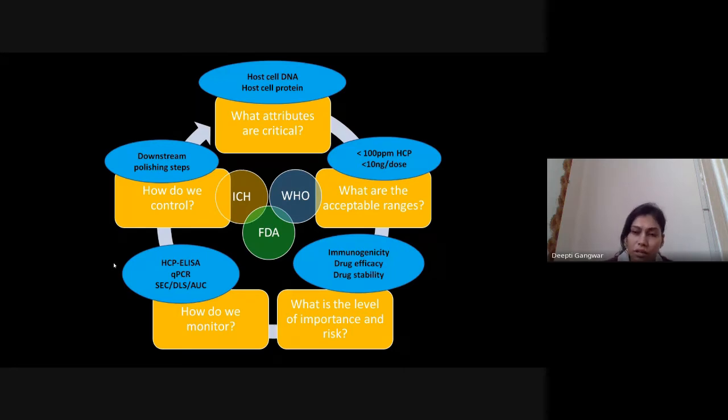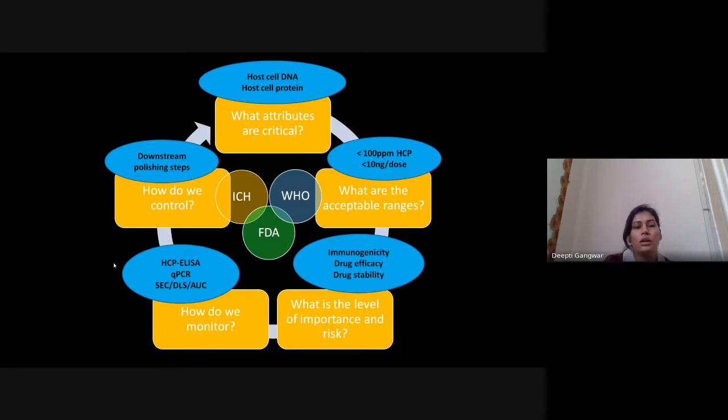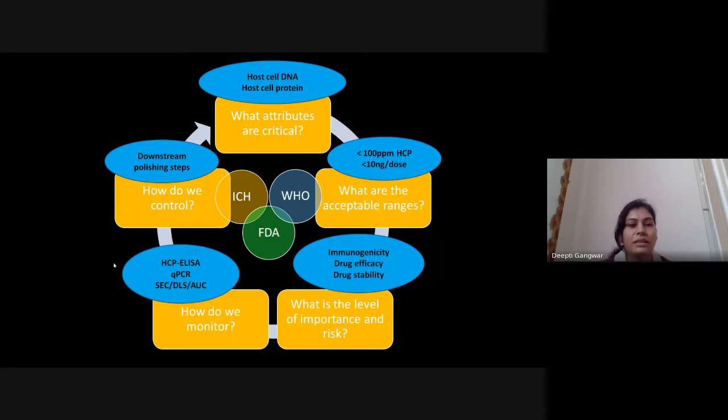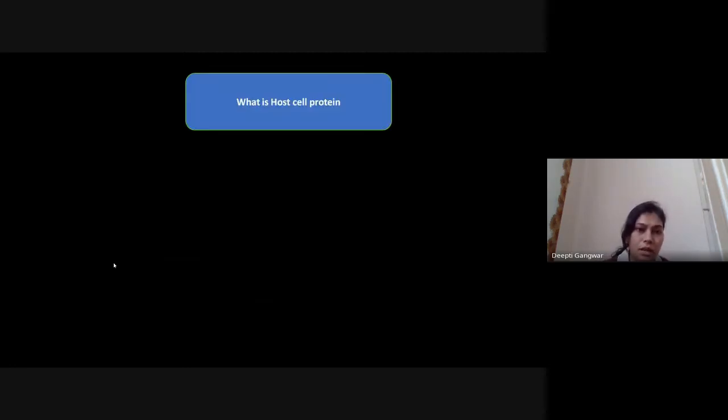And then how we monitor would cater to what kind of analytical methods we are using to monitor these impurities. And finally, I will touch upon certain downstream polishing steps which help us understand how we control these impurities. So let us talk about the host cell proteins.